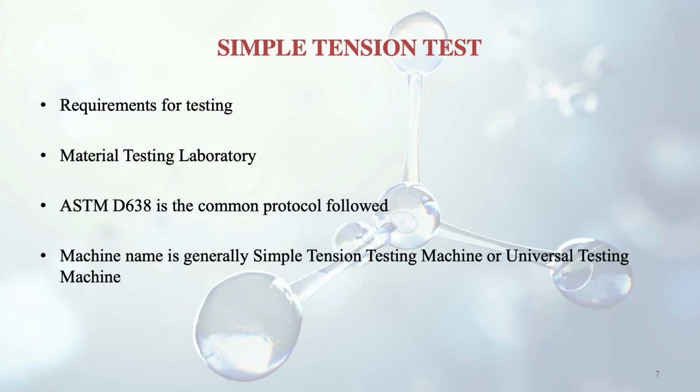Now we discussed before that to determine the mechanical properties, we have to do a certain number of tests. We discussed the static and the dynamic tests. The first test which we are going to discuss is the simple tension test. The requirements for the testing are as follows. First of all, we need a material testing laboratory. Then there is a protocol named ASTM D638 that has to be followed. And the machine used is generally the simple tension testing machine or the universal testing machine.